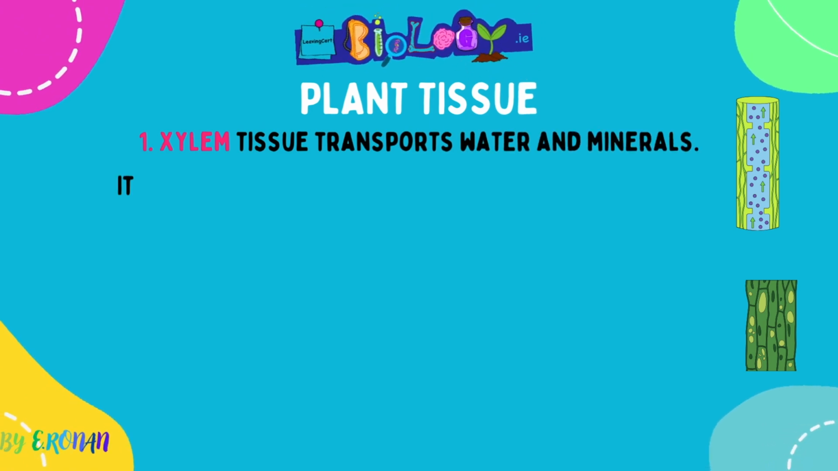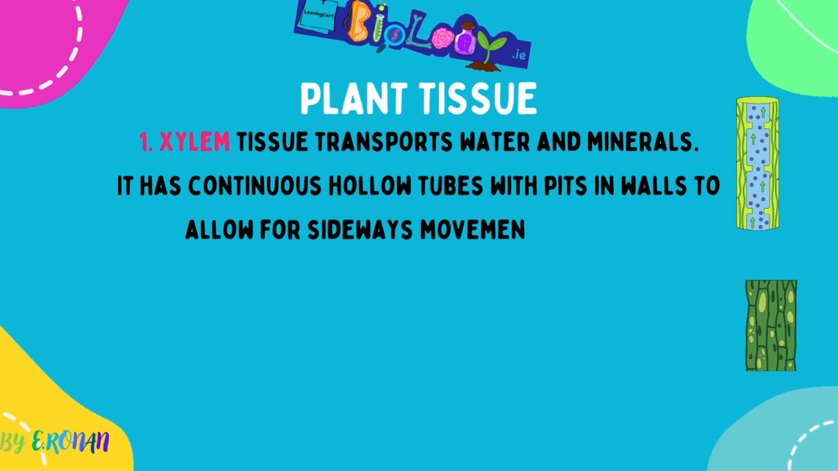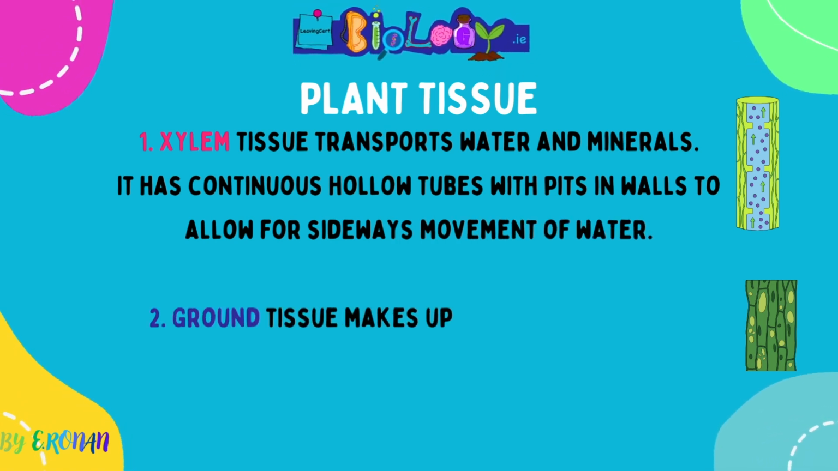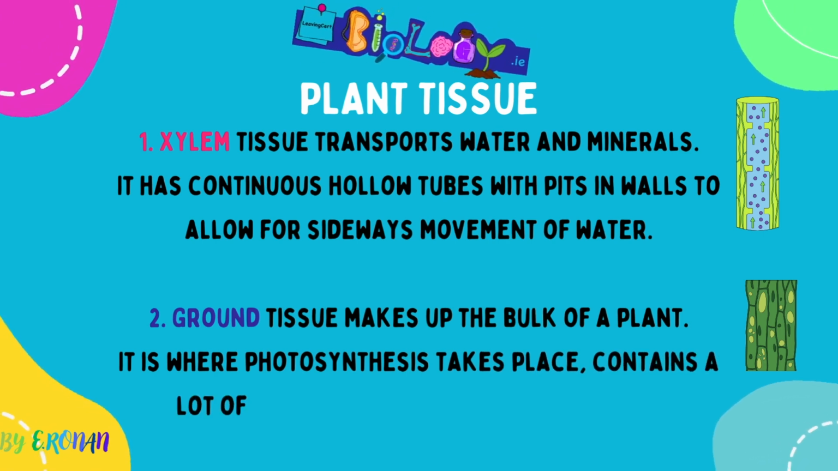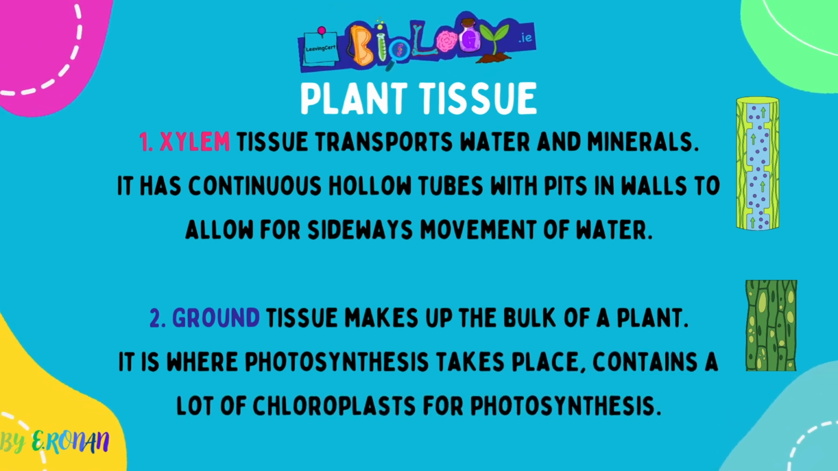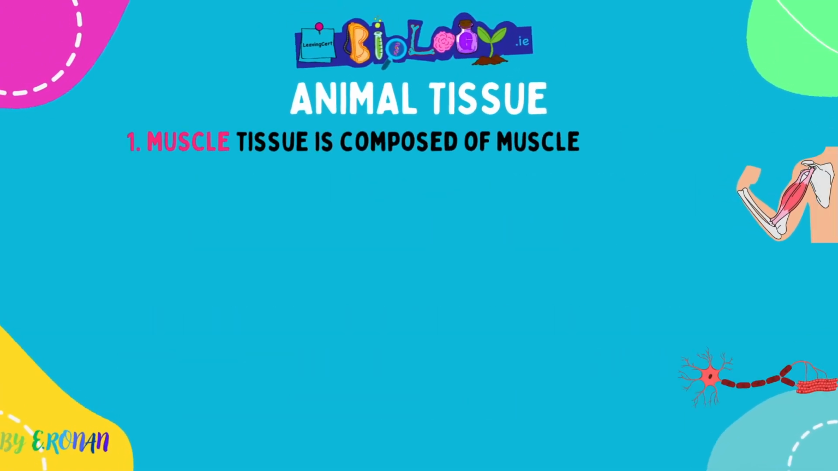So the xylem is a tissue that transports water and minerals. It has continuous hollow tubes and pits in its walls to allow the sideways movement of water. Ground tissue makes up the bulk of the plant. It is where photosynthesis takes place and it contains a lot of chloroplasts for photosynthesis. It also stores food. Make sure you know how the tissues that you name are adapted.